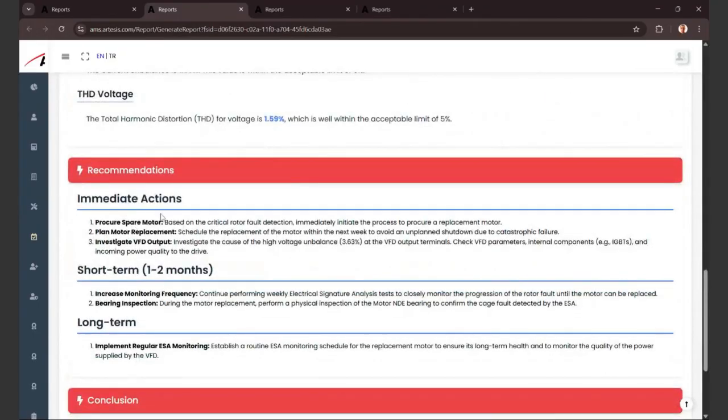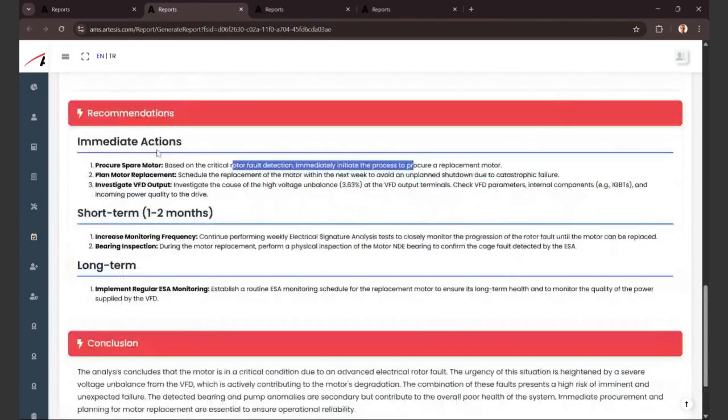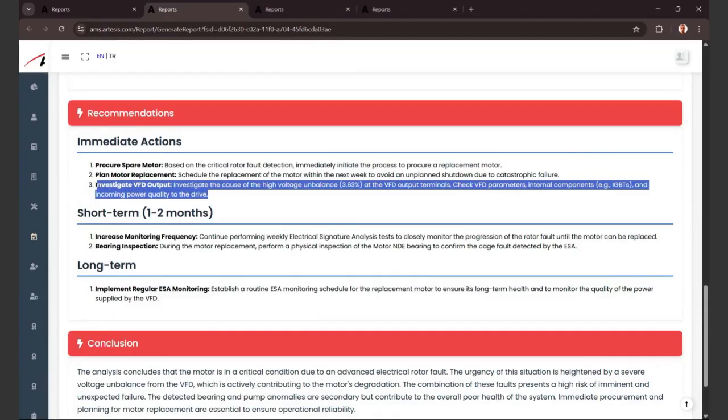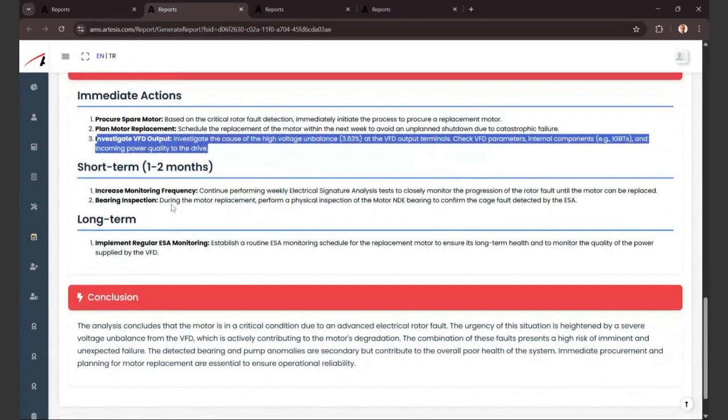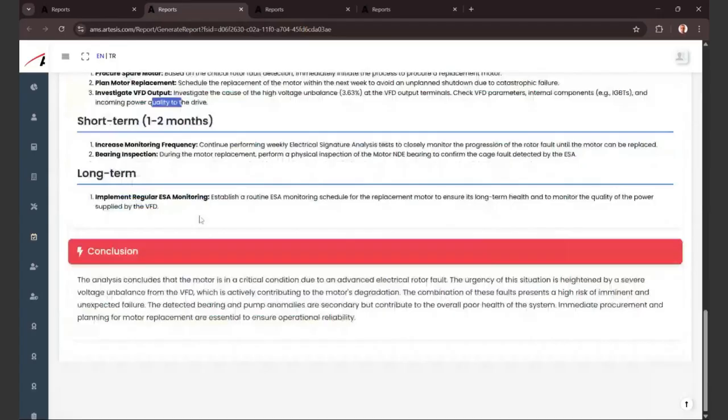And again, immediate action. So the rotor problem is quite severe, actually. That's why this analysis suggests that immediate action should focus on the rotor. Of course, it tells us to investigate VFD output, but actually there's no VFD here in my opinion. So that's a bad input to the system. The Gen AI thinks it's VFD. I might be wrong, by the way. But that's what this is telling us.